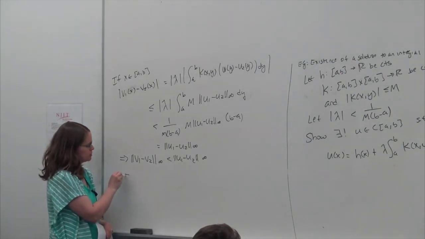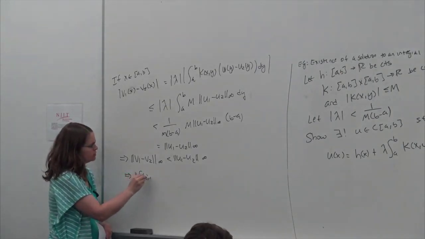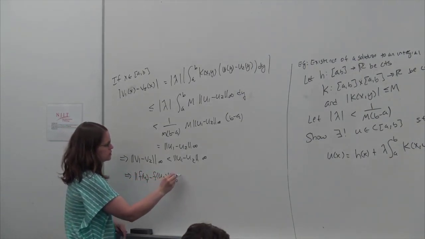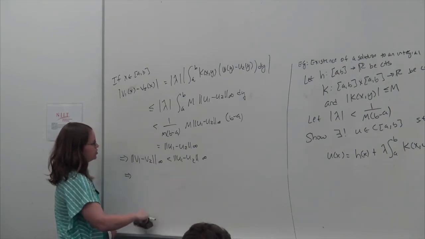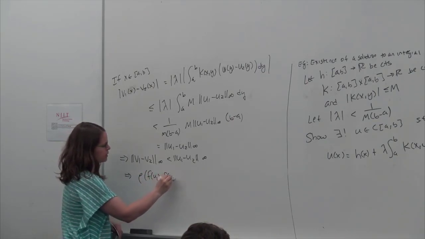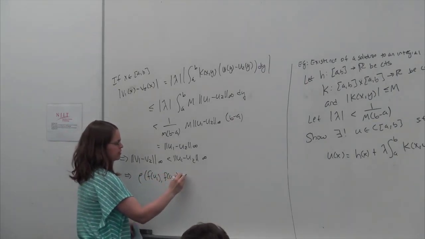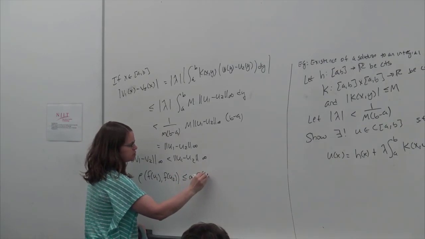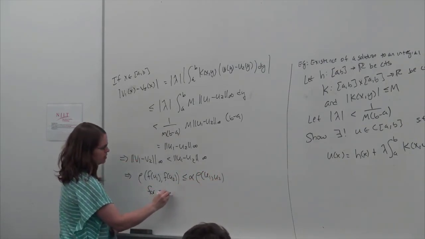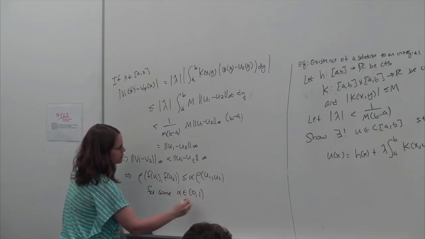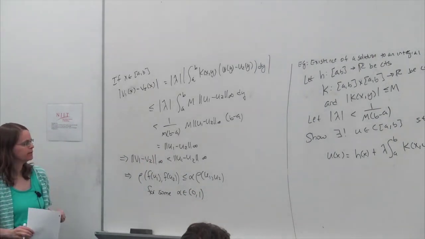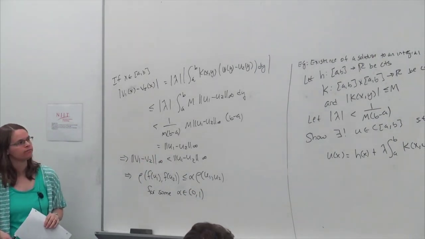This is f of u1, and this is f of u2. Let me write it explicitly in terms of the metric, actually. And it is going to be less than or equal to alpha times the distance between u1 and u2 for some alpha that is strictly less than 1, not equal to 1. There's some value that's strictly less than 1. And that means we have a contraction.